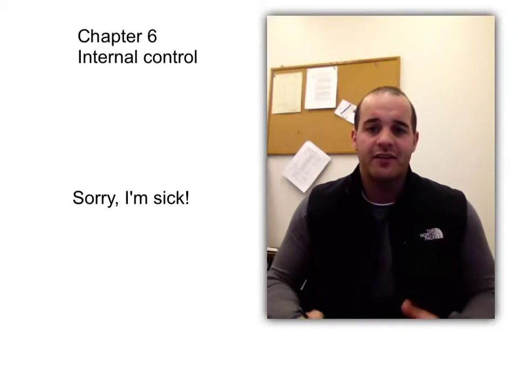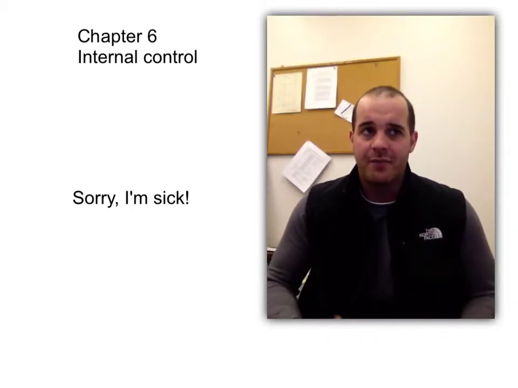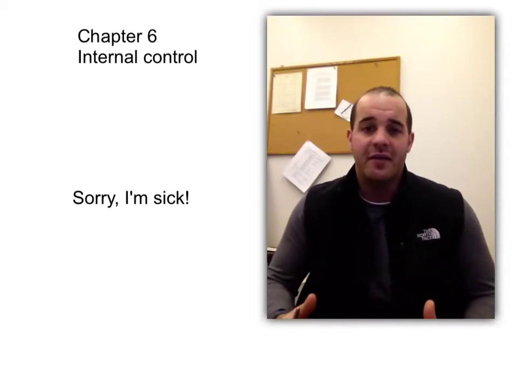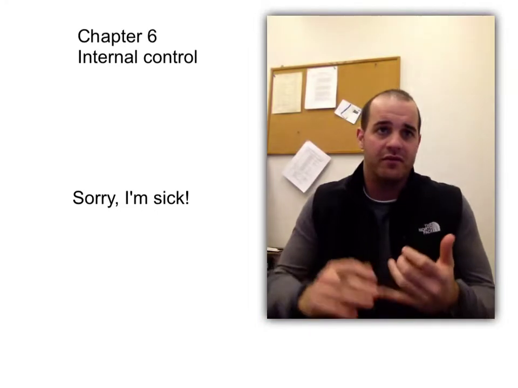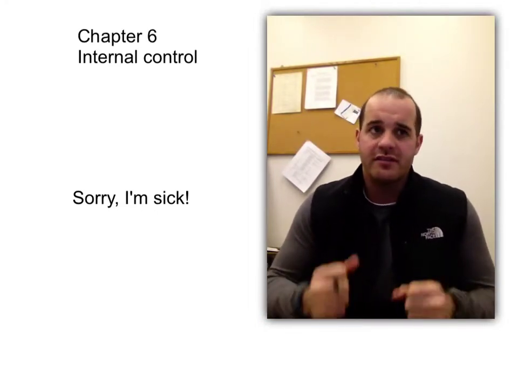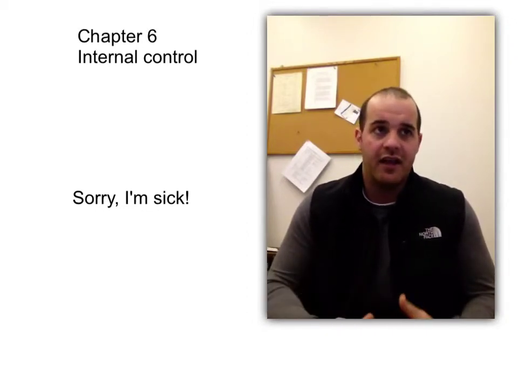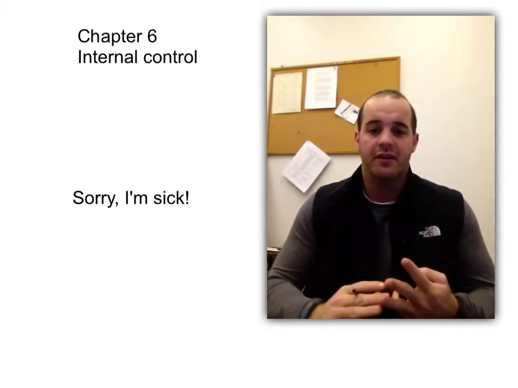So anyhow, let's get to Chapter 6. I want to give you some information, so that you at least have some kind of idea of what Chapter 6 is and what you're dealing with. Chapter 6 talks about internal control. Internal control is defined as a process affected by an entity's board of directors, management, and other personnel. It's designed to provide reasonable assurance regarding the achievement of objectives of effectiveness, reliability, and compliance.